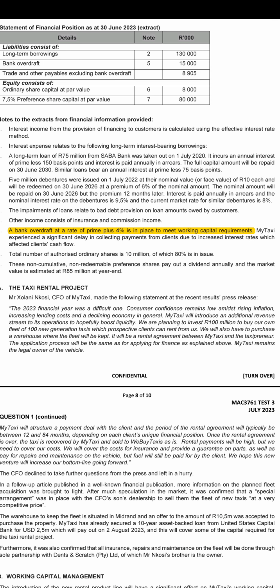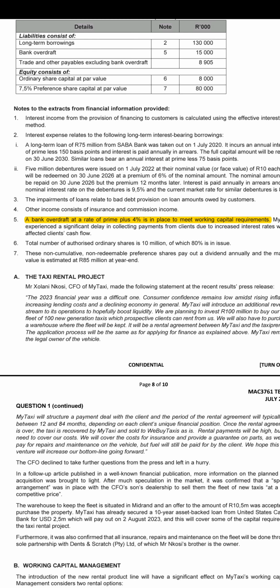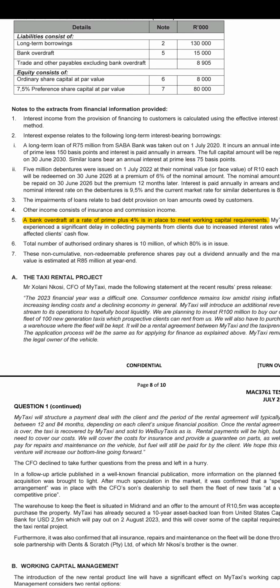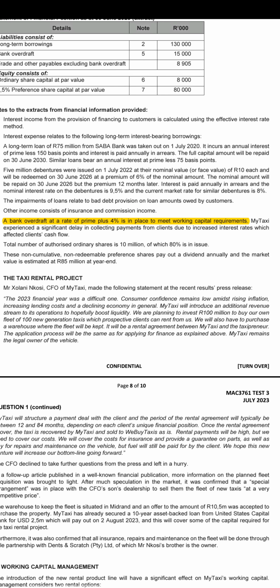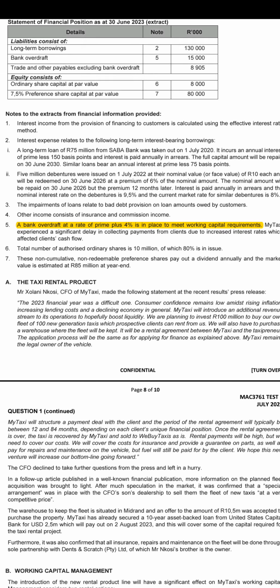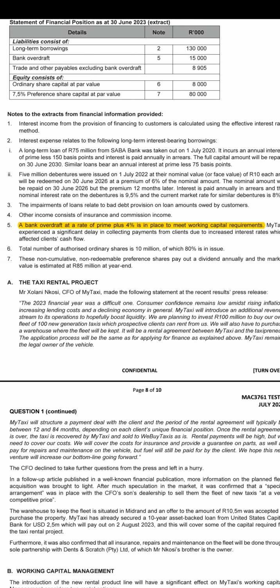And then the last point is that the preference share capital at par value, and these are non-cumulative, non-redeemable preference shares which pay out a dividend annually, and the market value is estimated at 85 million rand at year end. Okay, so the fact that they're non-redeemable, capital will not be redeemed, right? So the capital portion is then considered to be equity, and then non-cumulative, meaning that the dividend is not cumulative either.